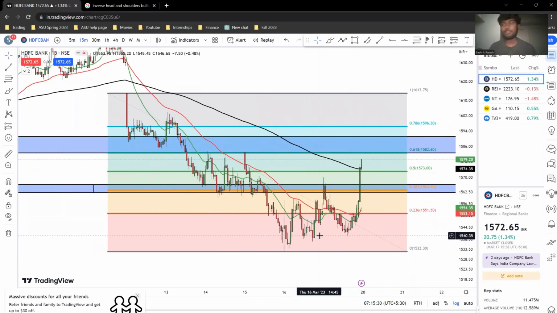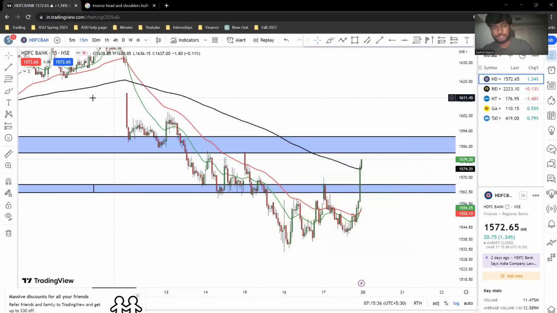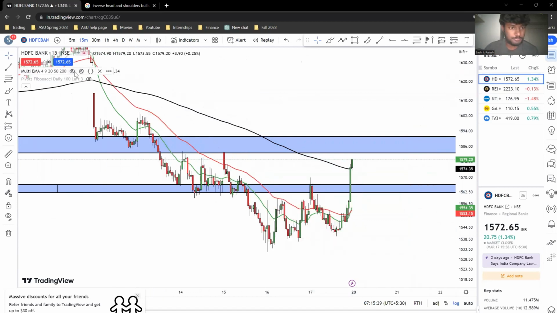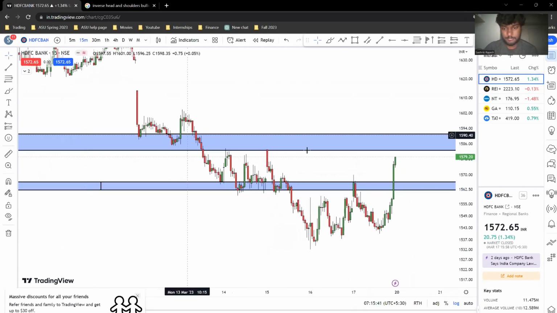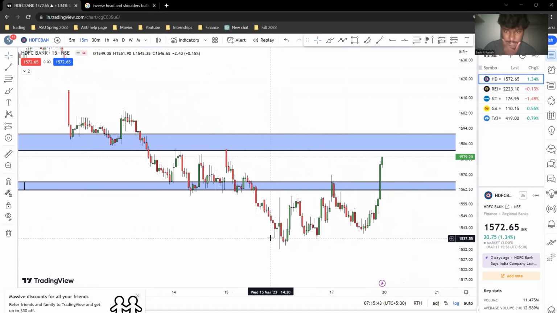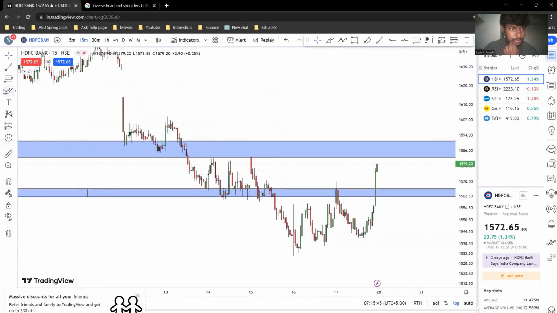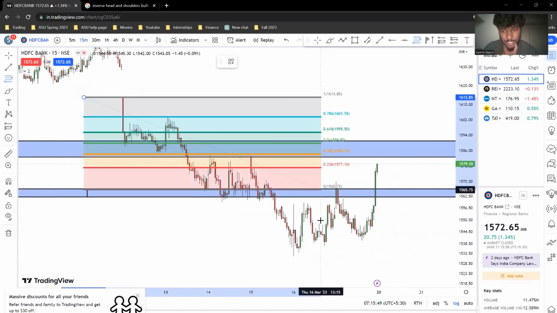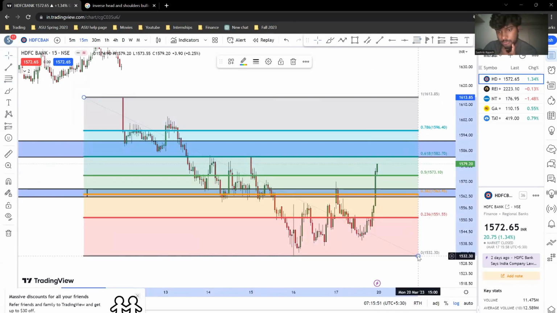All right, let's move on to a few intraday stocks. All right, I'll just close this and show you guys. So, all right, this is HDFC. Again, I'll be using the Fibonacci tool, latest swing high to latest swing low.